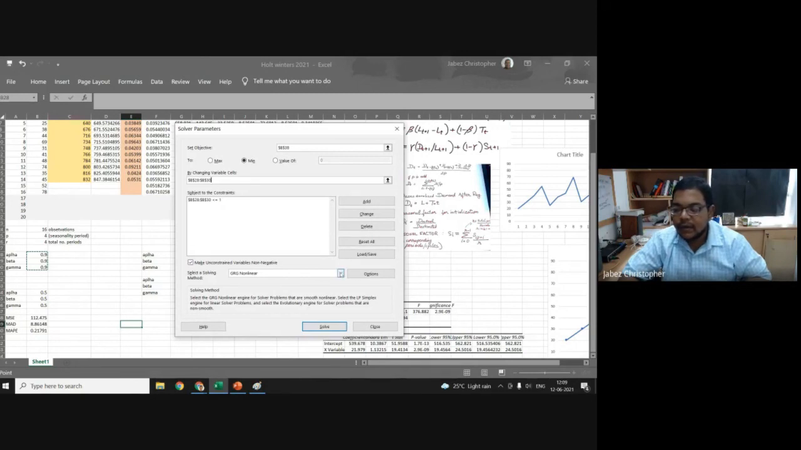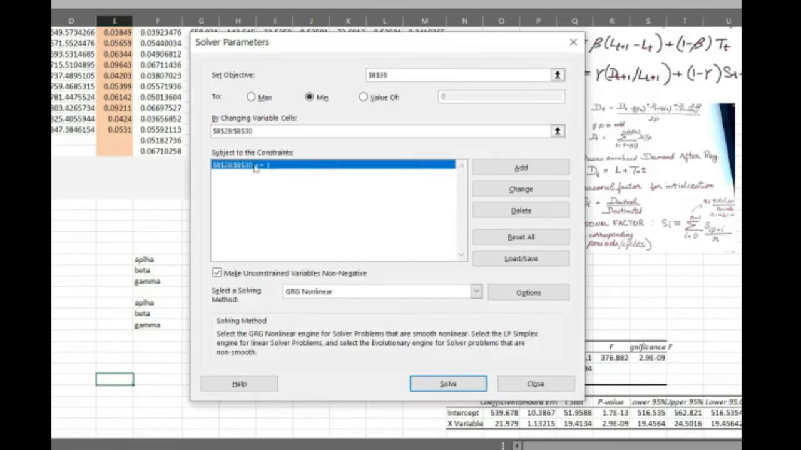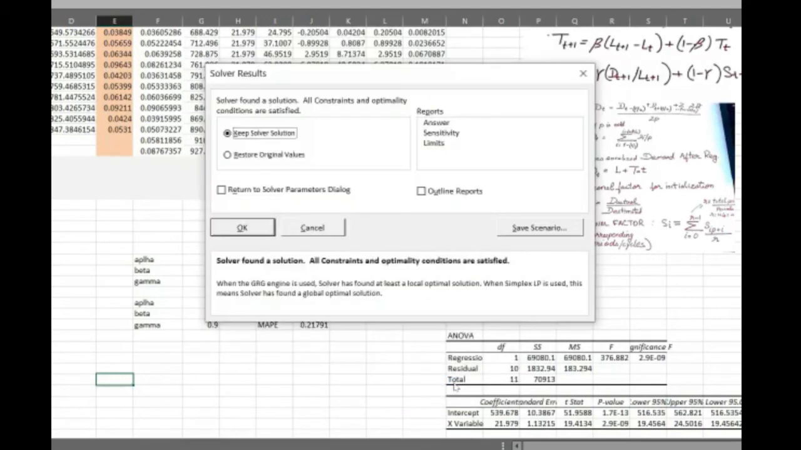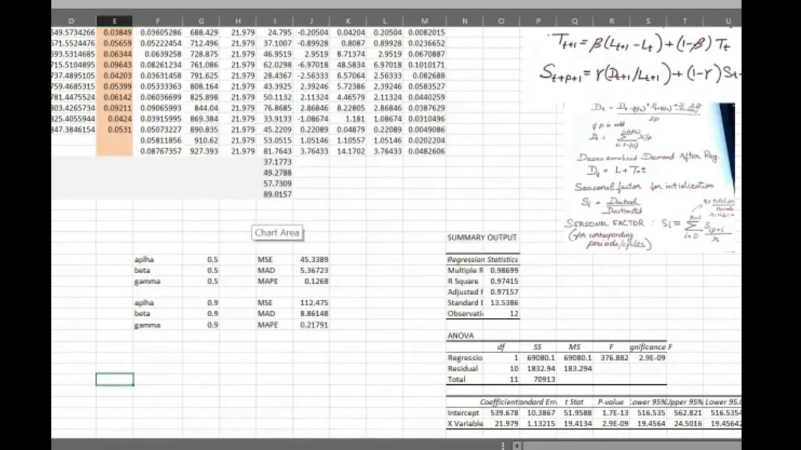Okay, all that is fine. And subject to constraints, I already have that constraint over here. So this value can be between 0 and 1, so make the constraints non-negative. Already I tried this, so it's already here. Otherwise, you can add a constraint over here. We know that alpha, beta, and gamma need to be between 0 and 1. I'm using GRG nonlinear, or you can use evolutionary or simplex LP, or so many methods. So I'll keep the solver solution. It gave me this value.